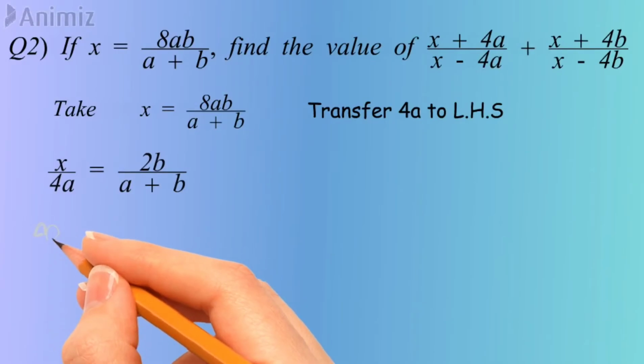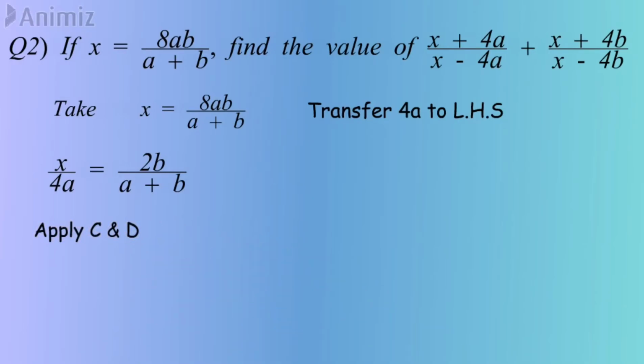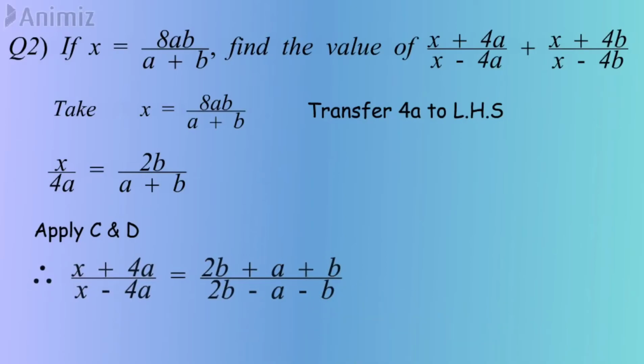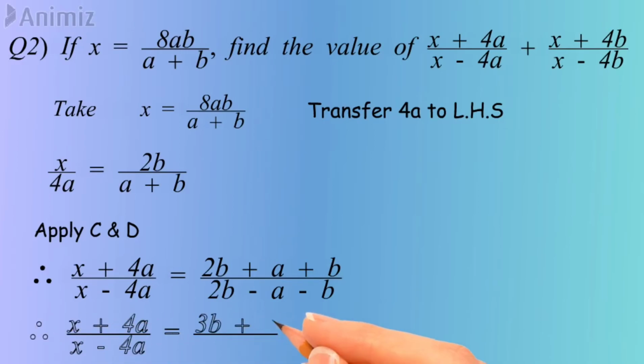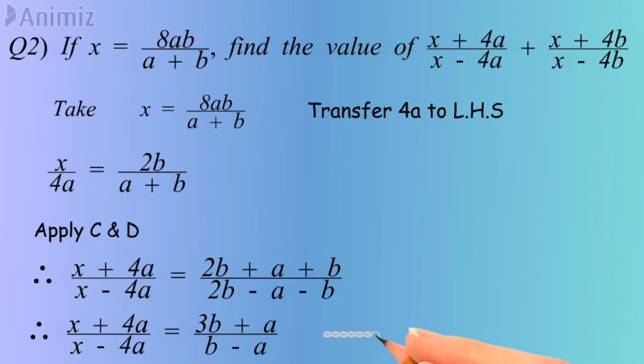Now apply componendo and dividendo. When you apply componendo and dividendo on both sides, you will get this. So on the right hand side, you get (2b plus b) upon (2b minus a minus b). Now same way you have to simplify the right hand side. Left hand side will remain the same. So now you got the value of x plus 4a upon x minus 4a. That will be 3b plus a upon b minus a. So we will consider this as our first equation.